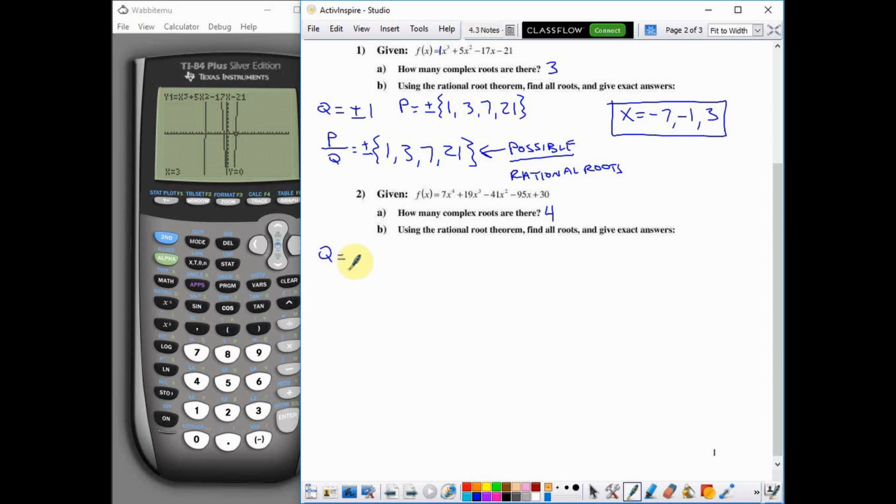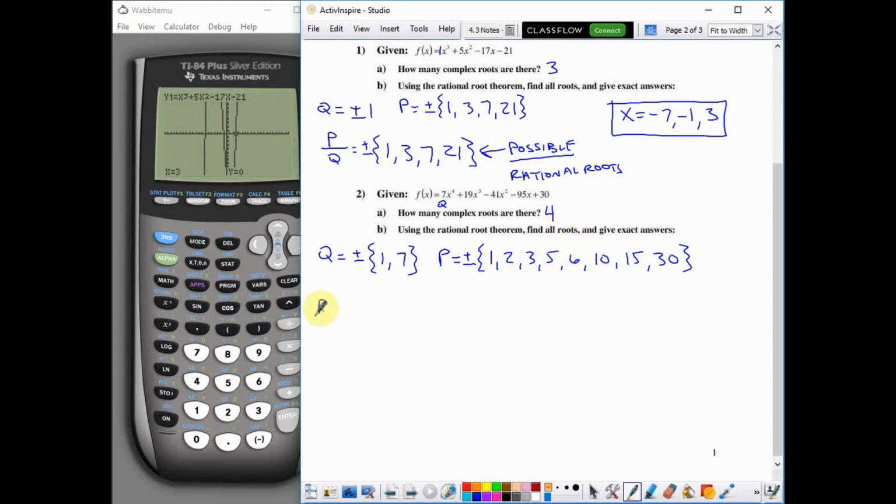Q is all the factors, positive or negative, of the lead coefficient, 7, so that's 1 and 7, goes into 7. P is plus or minus all the numbers that go into 30. 1, 2, 3, 5, 6, 10, 15, and 30 are all the numbers that go into 30. So there's 1 times 30, 2 times 15, 3 times 10, 5 times 6. Those are all the numbers that go into 30.